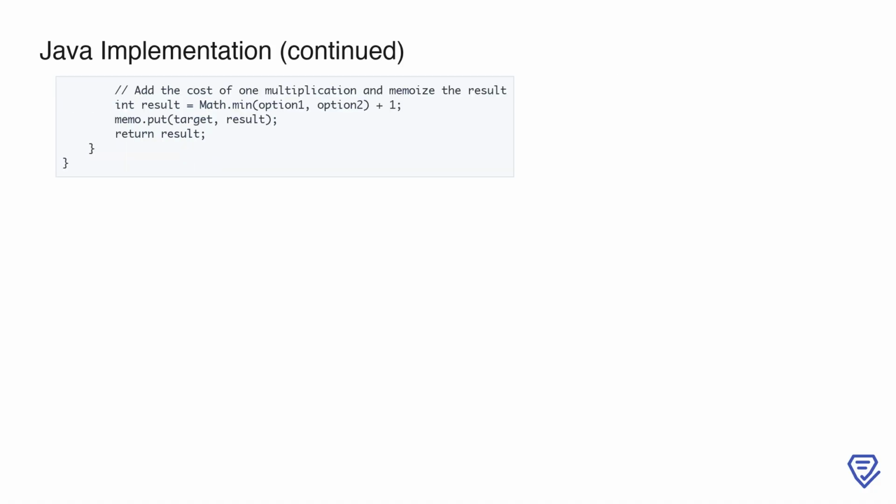To finalize the computation, we calculate the combined cost of one multiplication operation and determine the minimum between the two options. The result of this calculation is then stored in the memoization map using the target as the key. This ensures that if the same target value is encountered again, we can simply retrieve the result without recalculating it. Finally, the result is returned. This approach leverages recursion and memoization to efficiently minimize the number of operations needed to express the target using the given base x. The DFS method is the heart of this solution, enabling us to break the problem into smaller subproblems while avoiding redundant calculations through memoization.